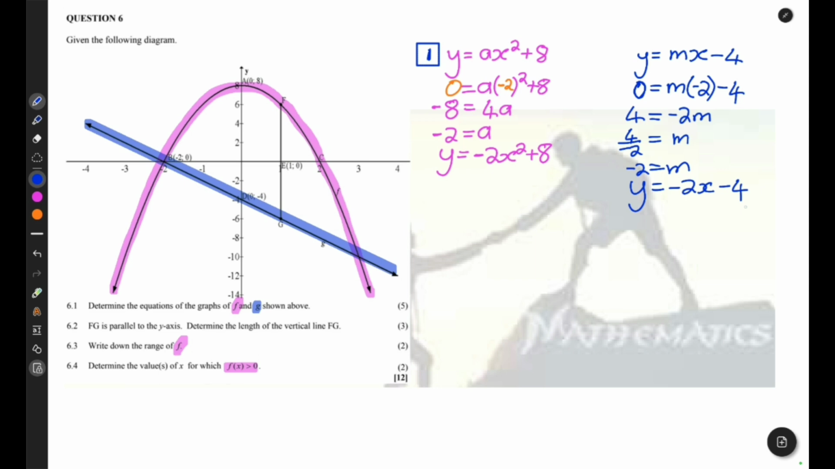If you don't get these two, the rest are all unfortunately going to be wrong. They'll mark your method, but you won't get full marks for the rest if your equations were not right. Question 2, FG is parallel to the y-axis. Determine the length of the vertical line, FG.